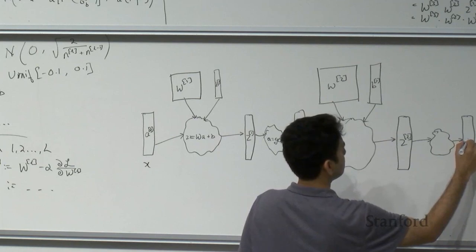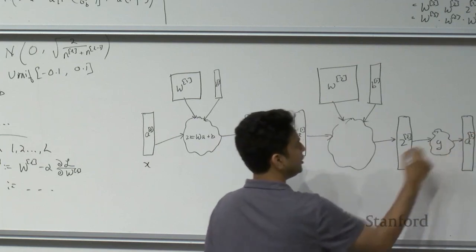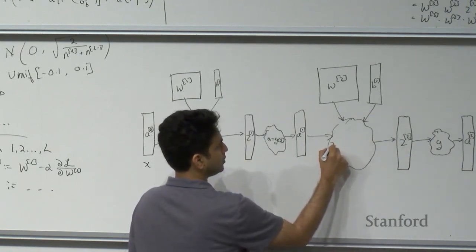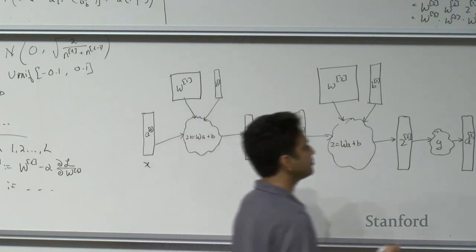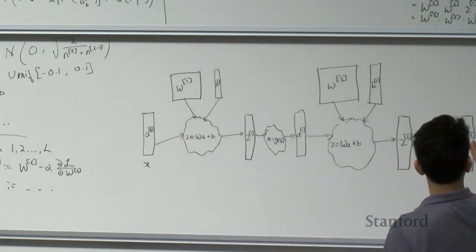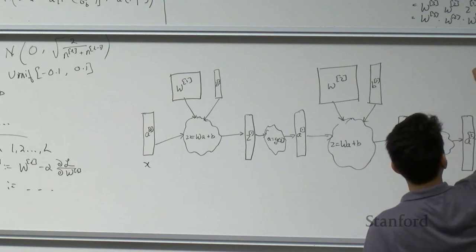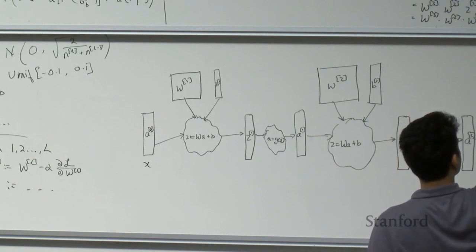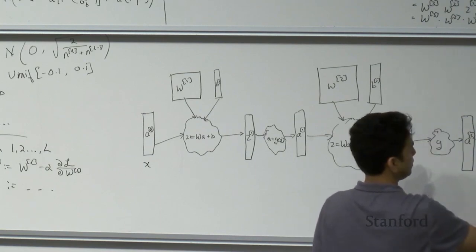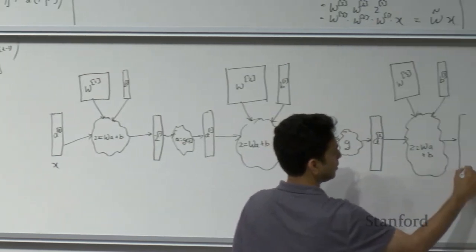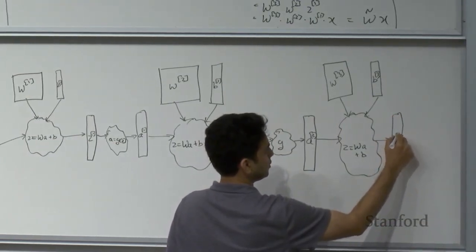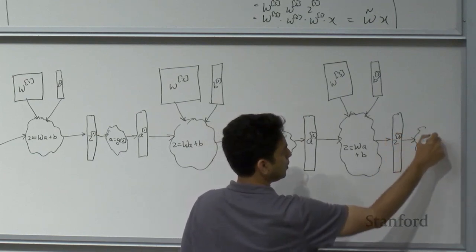And this we'll call A2, and again this is just G, right? And here it is Z equals W A plus B. And let's just draw one more. Over here, let's say we have W3, B3, again Z equals W A plus B, and we get Z3. Another G.